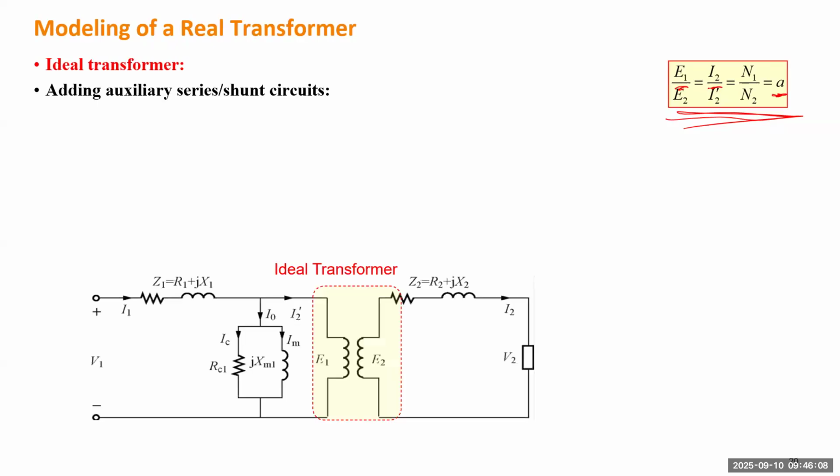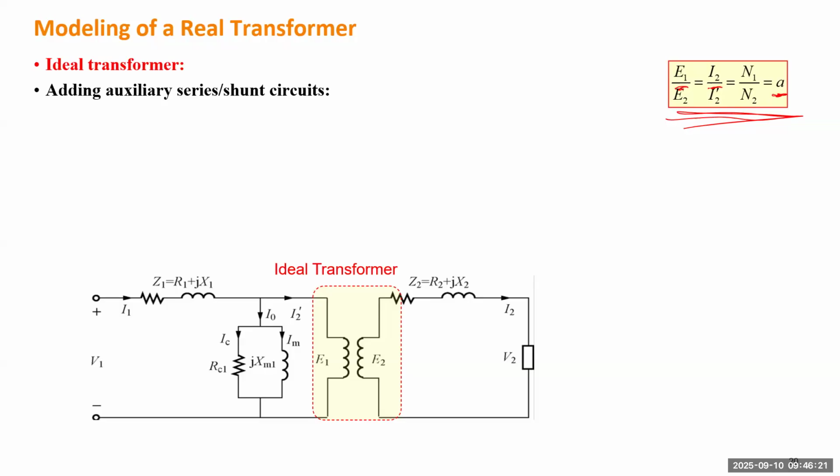So E1 by E2 is equal to I2 by I2 prime, where I2 prime is defined to be the primary side current. I will explain on this circuit, yes. Okay. So in the box, there's an ideal transformer.